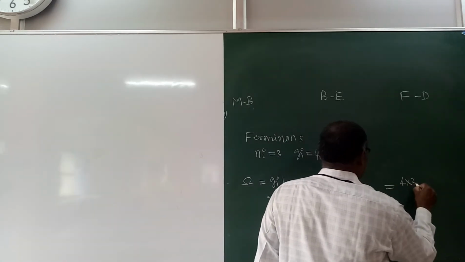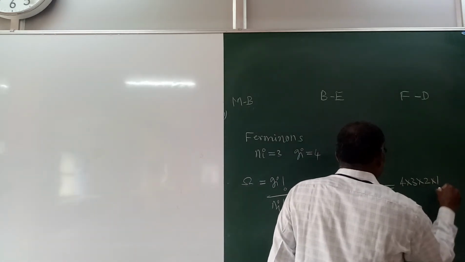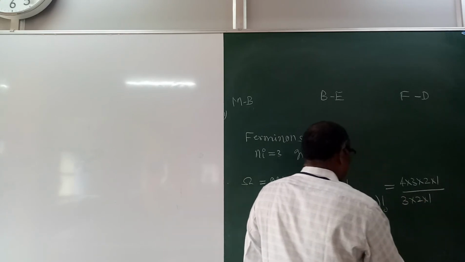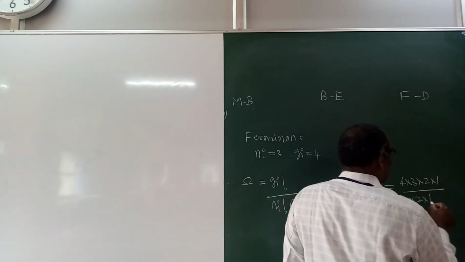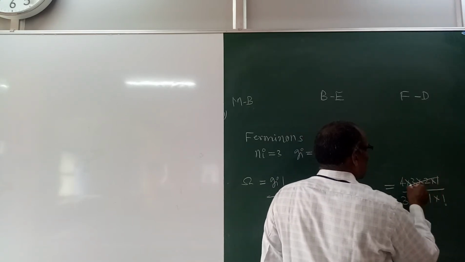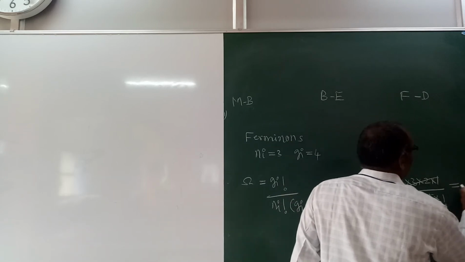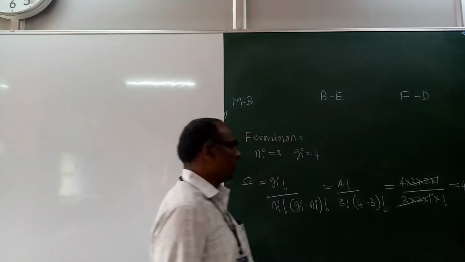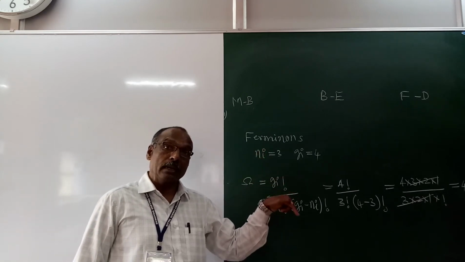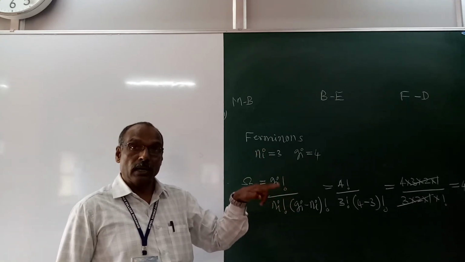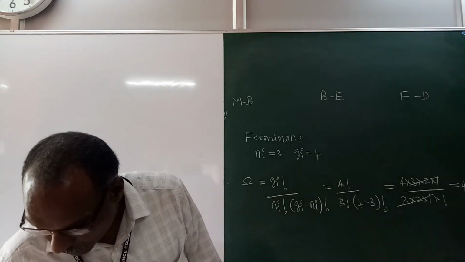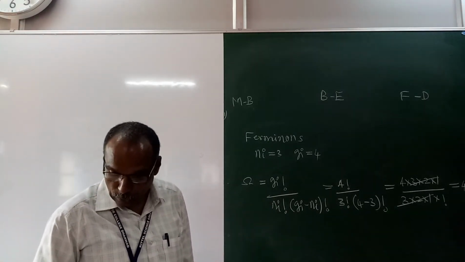4 into 3 into 2 into 1 divided by 3 into 2 into 1. 4 minus 3 is 1. That is 1 here, so this gets cancelled. Simply, how many ways? 4 ways. That means one cell will have one particle at a time. The number of ways here we got is equal to 4.